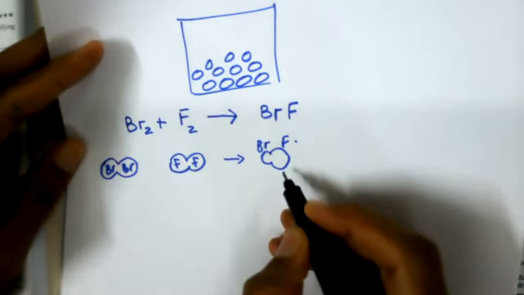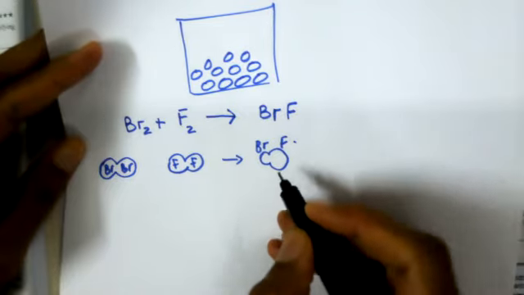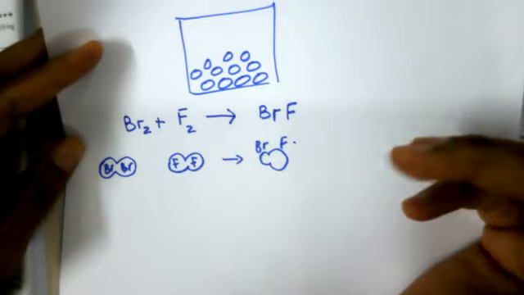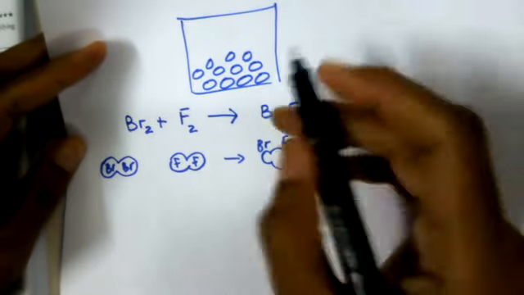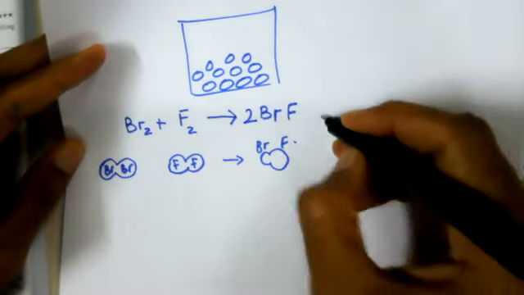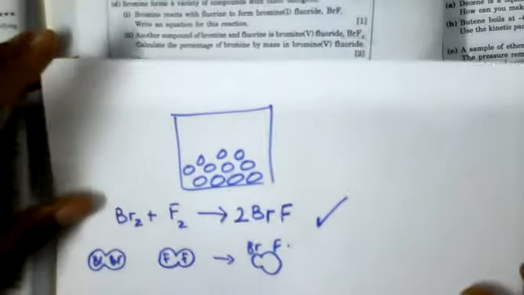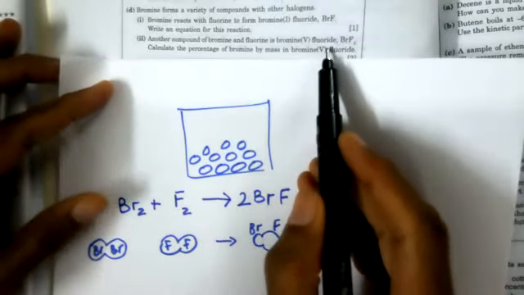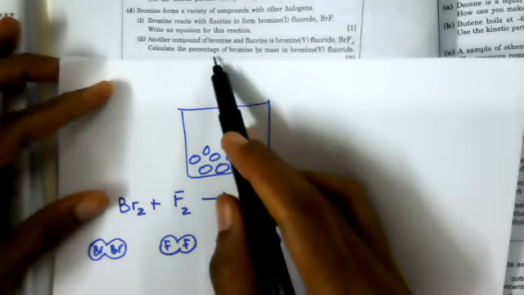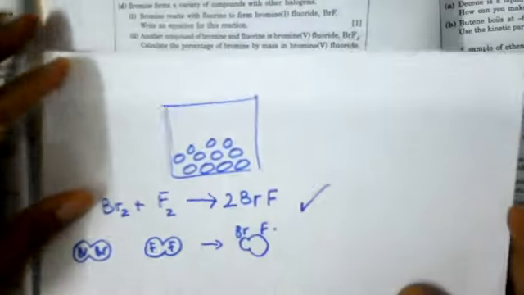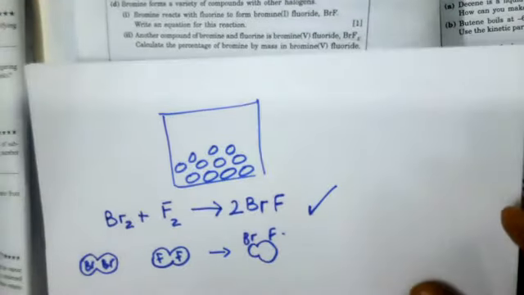How will we balance it? Yes, Javeria? We will add a 2 in front of bromine fluoride. Yes. So this is done. So you're done. Okay. This is what the question is asking. Another compound of bromine and fluorine is bromine 5-fluoride. Calculate the percentage of bromine by mass in bromine pentafluoride. Now this you don't have to do at this stage.